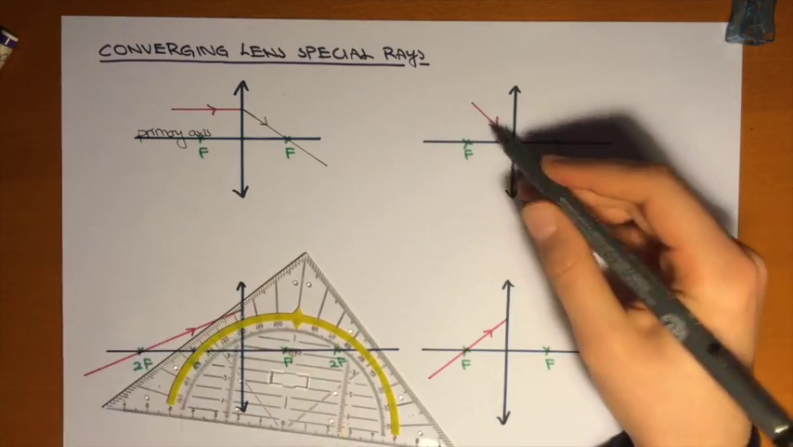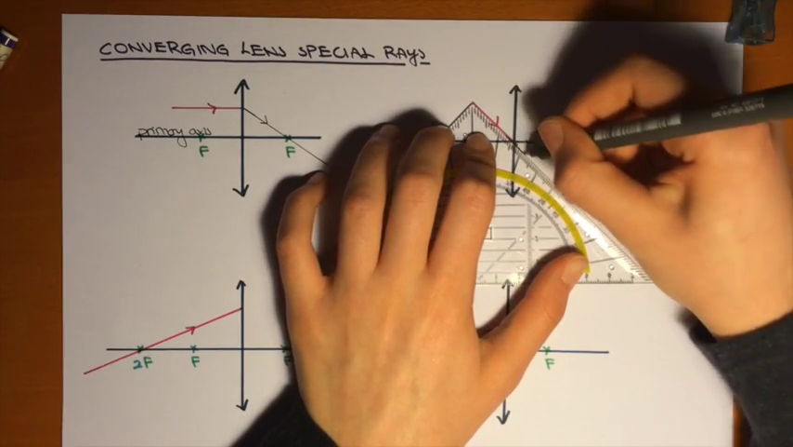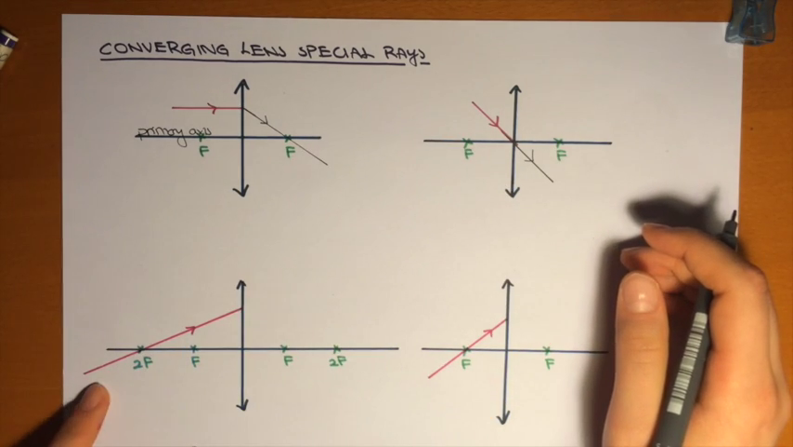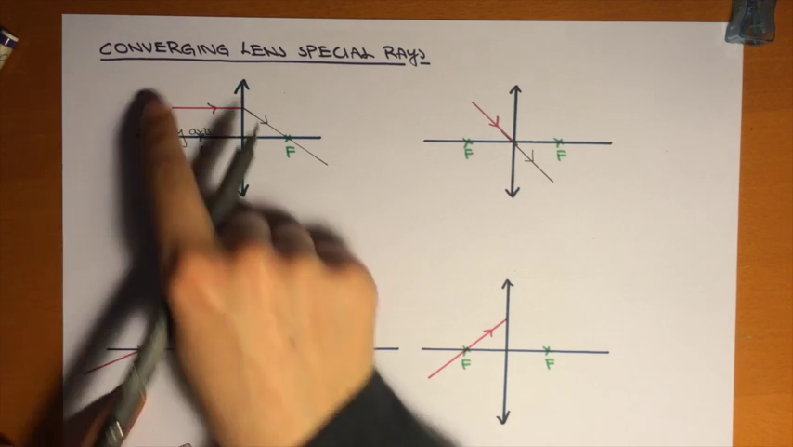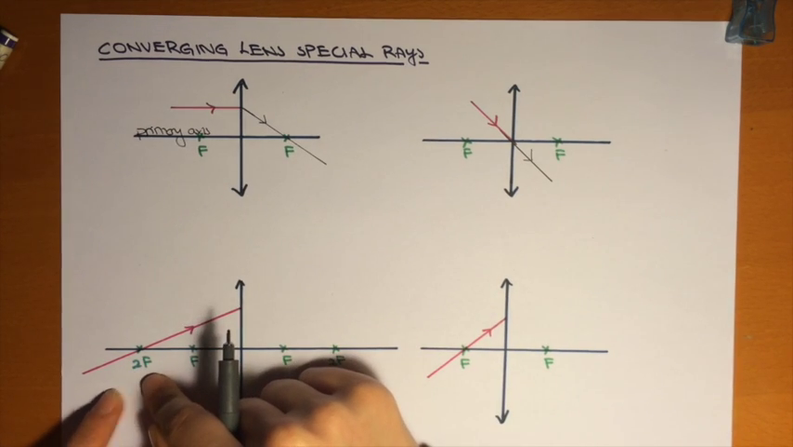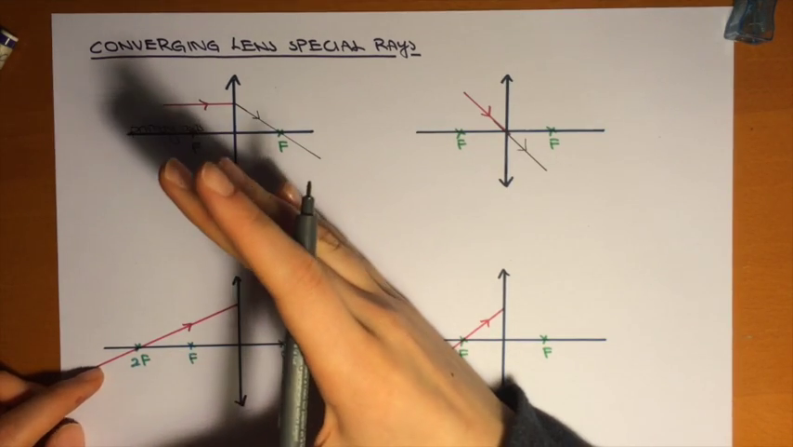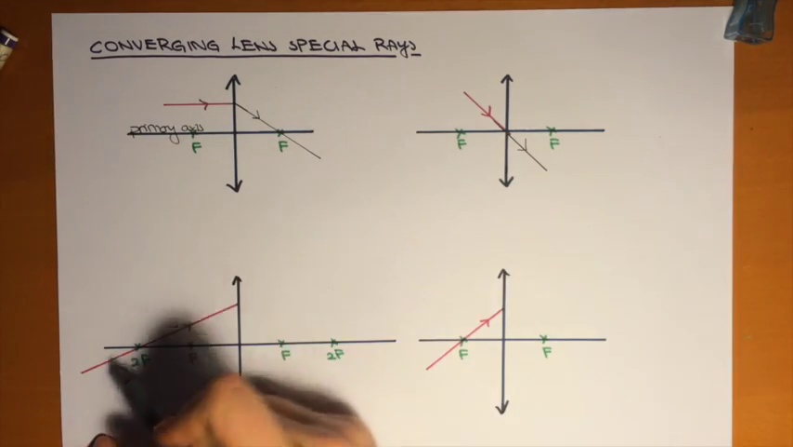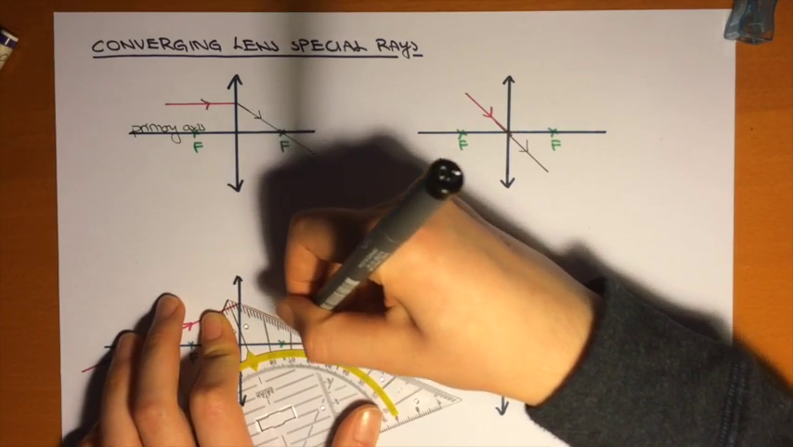Here I have a ray coming right through the vertex, and it passes through the vertex with the same angle. Instead of a center of curvature, a lens has an imaginary point that we refer to as the 2F point. And this point is on the primary axis, and it's twice as far from the vertex as the focal point is. Here it comes from 2F and it continues again from 2F.